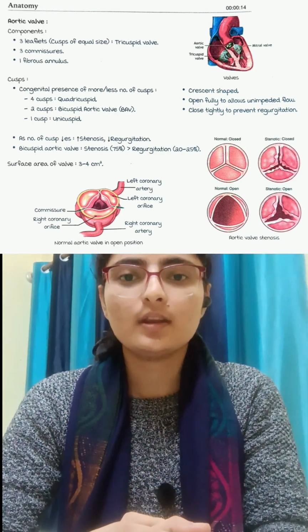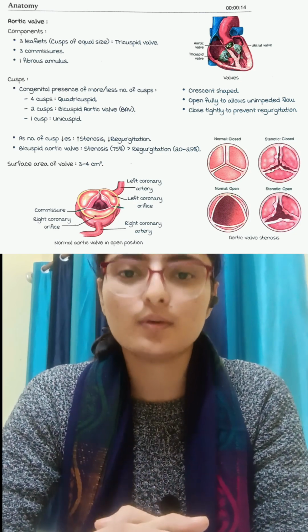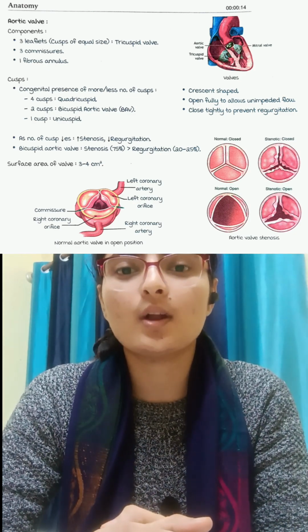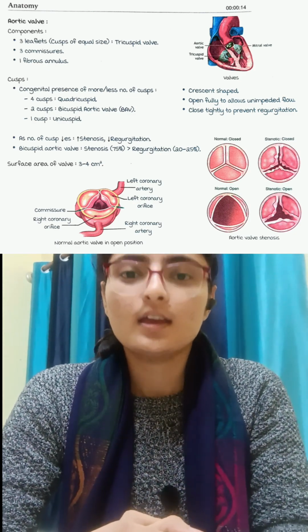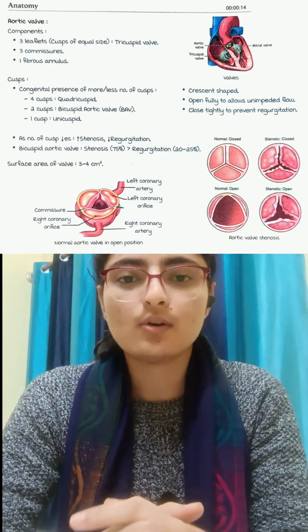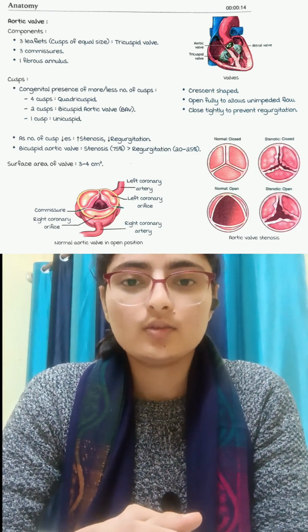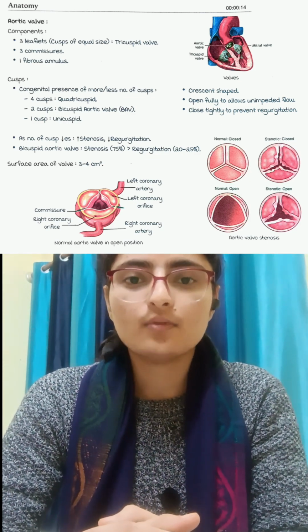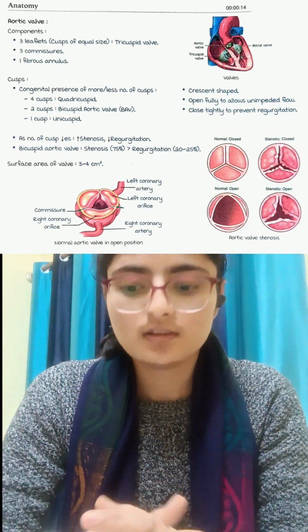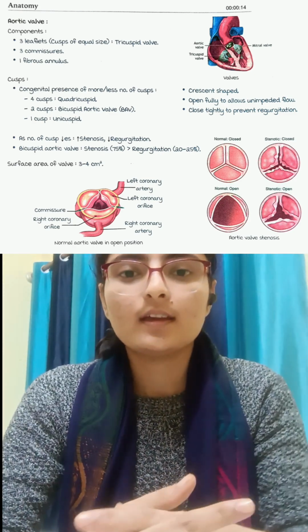In case of a bicuspid aortic valve, there are increased chances of aortic stenosis, whereas in cases of a quadricuspid aortic valve, there are increased chances of regurgitation. The normal size of the aortic valve is 3 to 4 centimeter square.